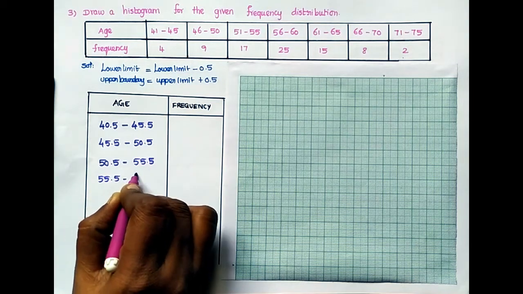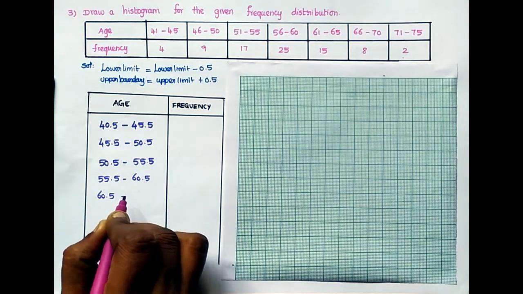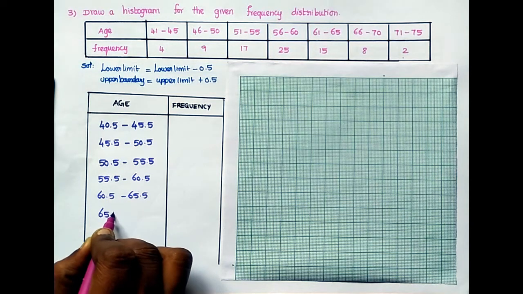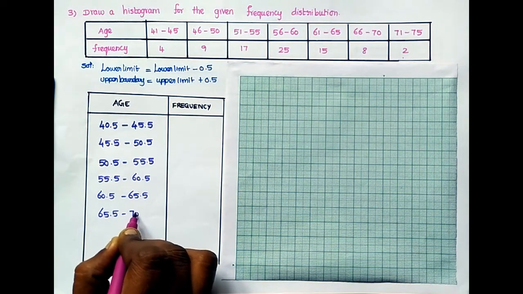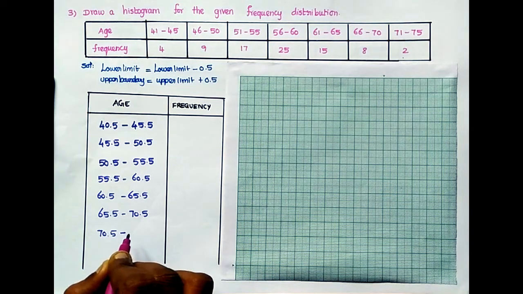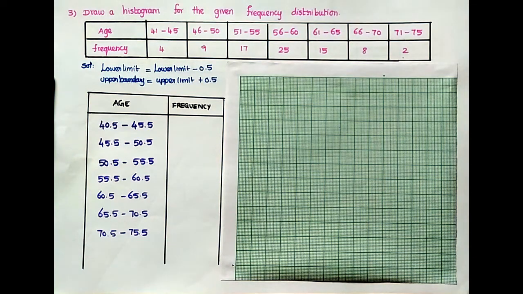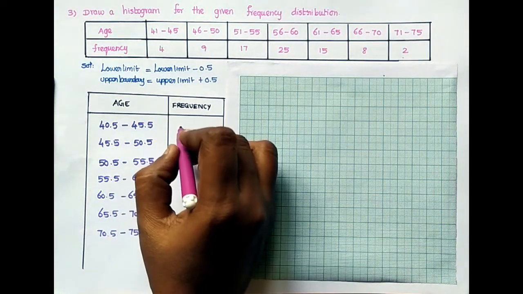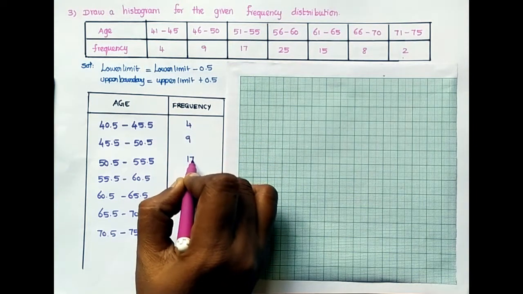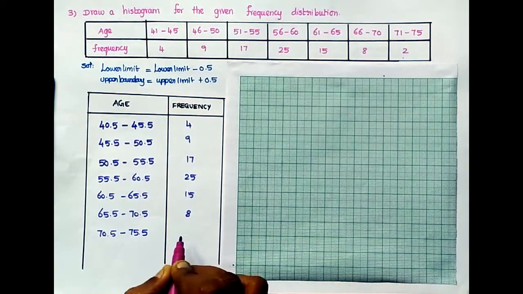55.5 to 60.5. 60.5 to 65.5. 65.5 to 70.5. 70.5 to 75.5. So write the frequency, that is 4, 9, 17, 25, 15, 8, 2.